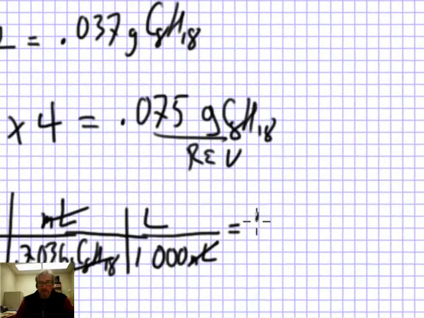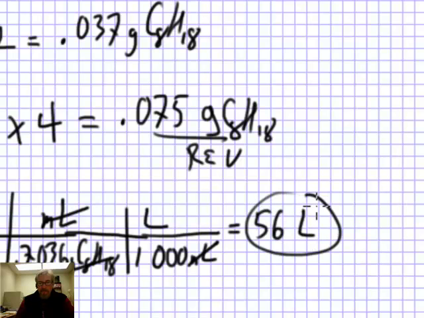2 sig figs in my calculations all through here. This ends up being 56 liters. 56 liters is roughly 15 gallons. So that's reasonable that a gas tank would be about 15 gallons for a 4-cylinder car.